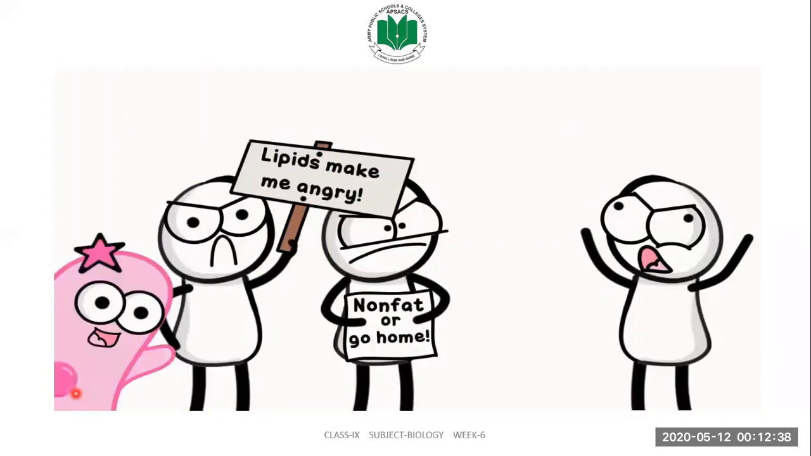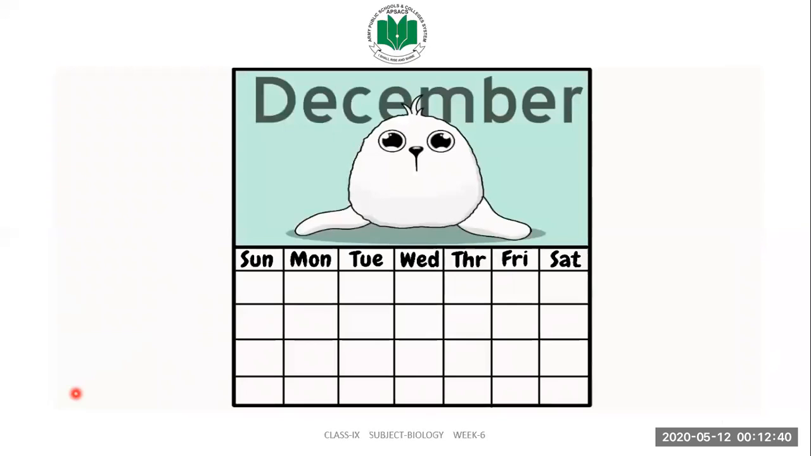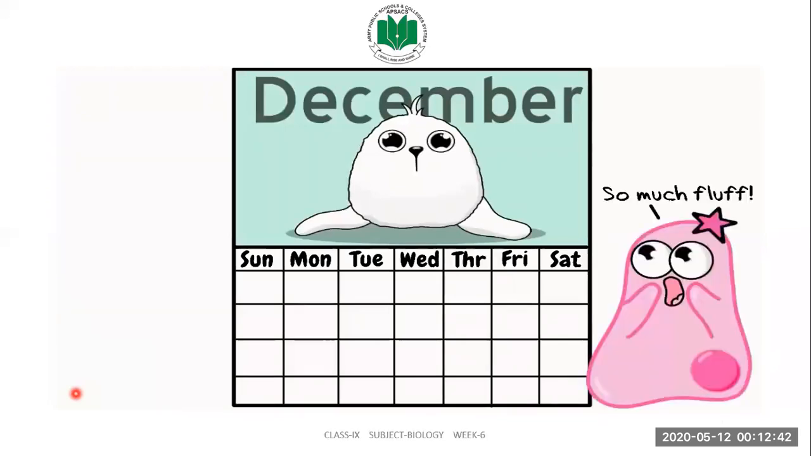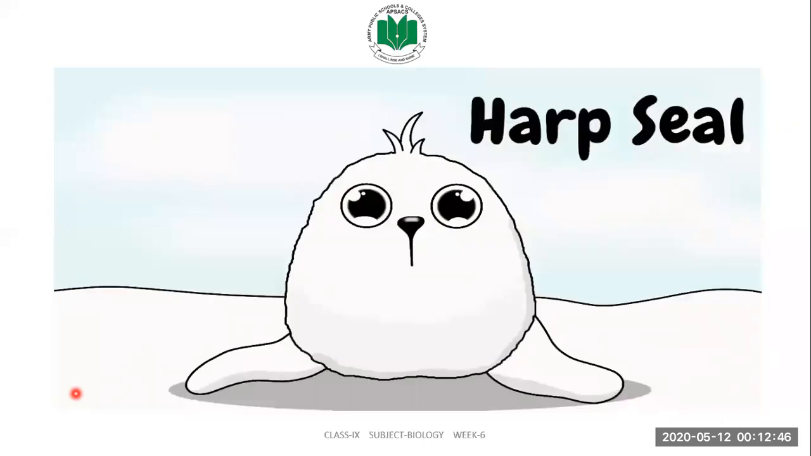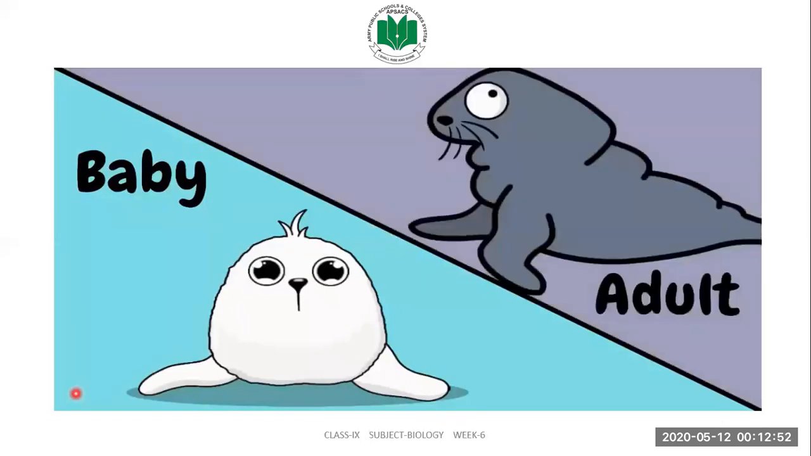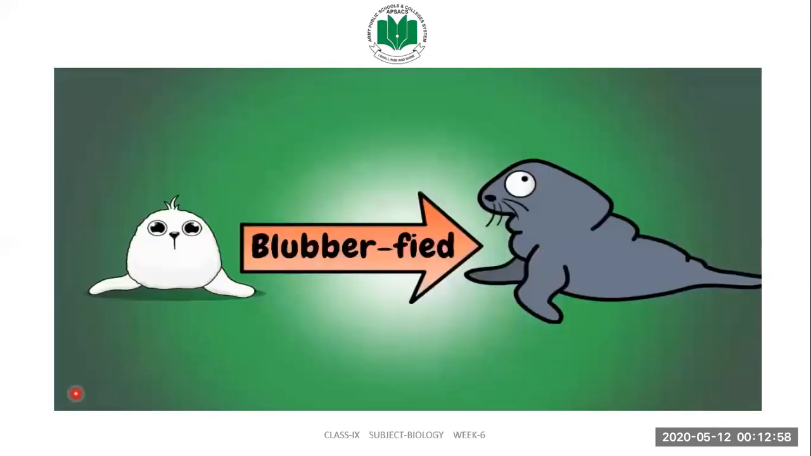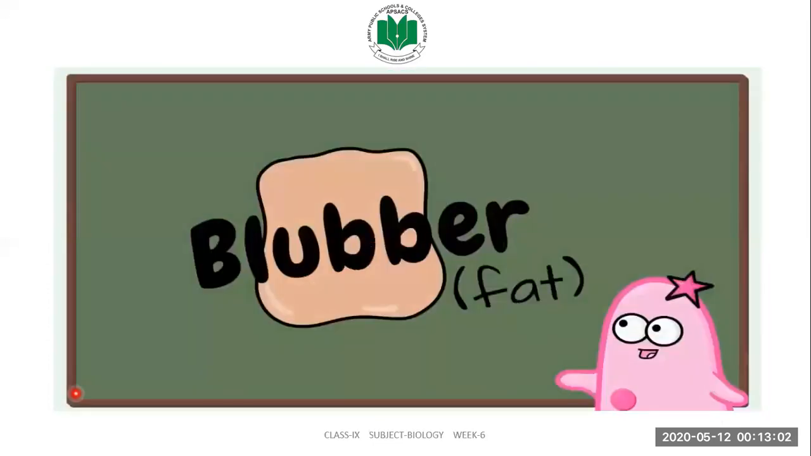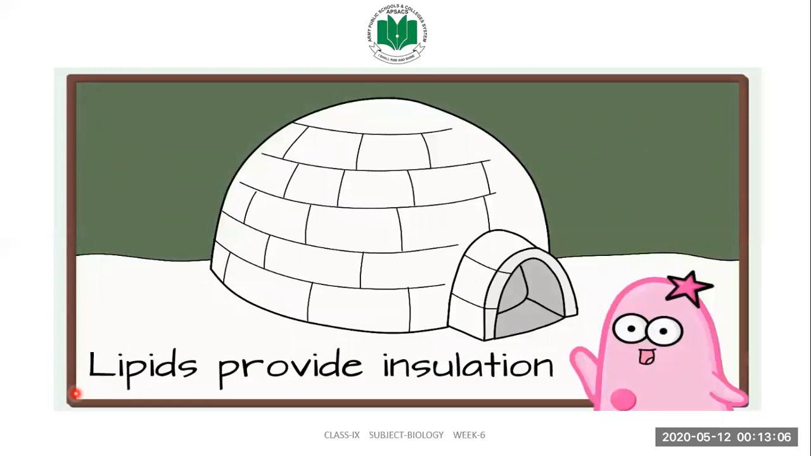For example, you know those really adorable seals that you see on calendars? They have this fluffy white hair. They're actually called a harp seal. Well, they only look like that when they're babies. When they get older, they're not quite as cute. In their little baby stage, they actually have a lot of this hair that they're born with that keeps them warm. But over time, they have to develop blubber. It's fat, and it helps keep them warm. Lipids are great for insulating.